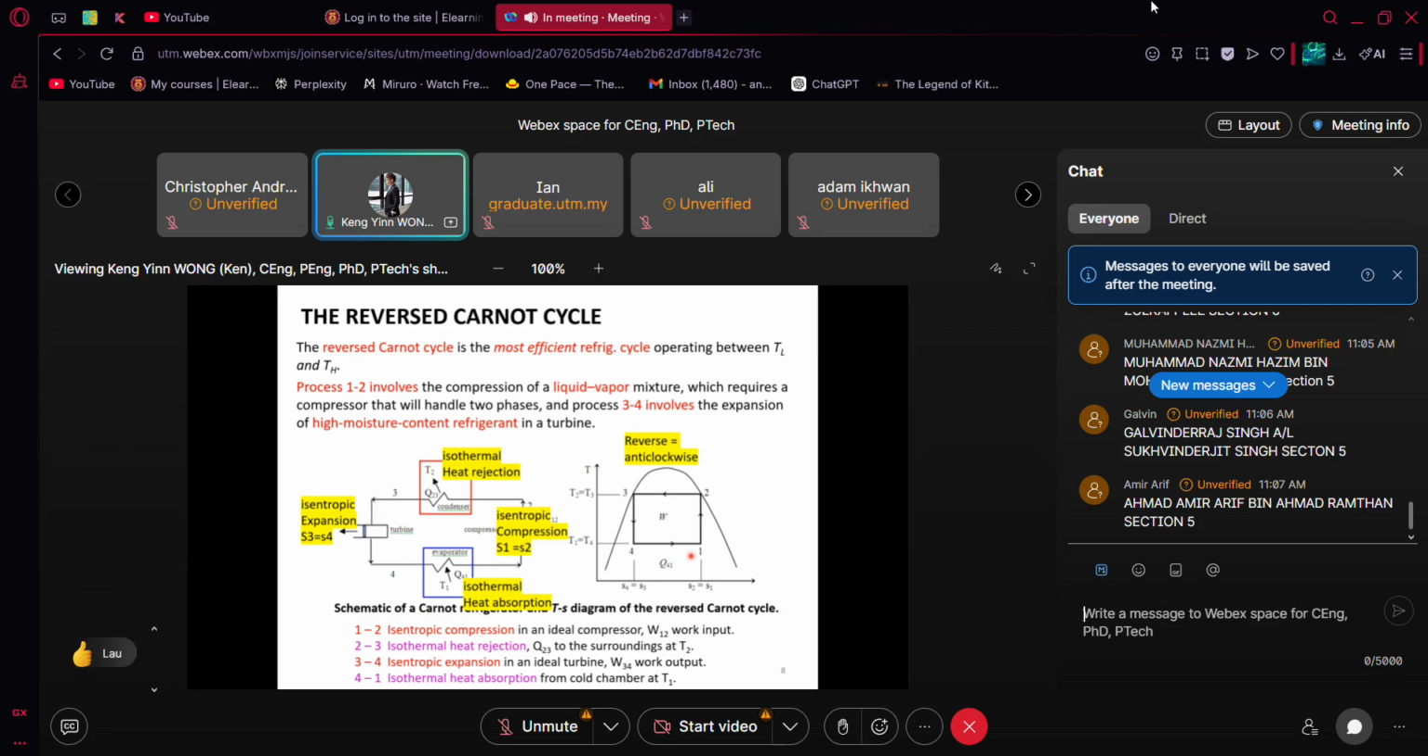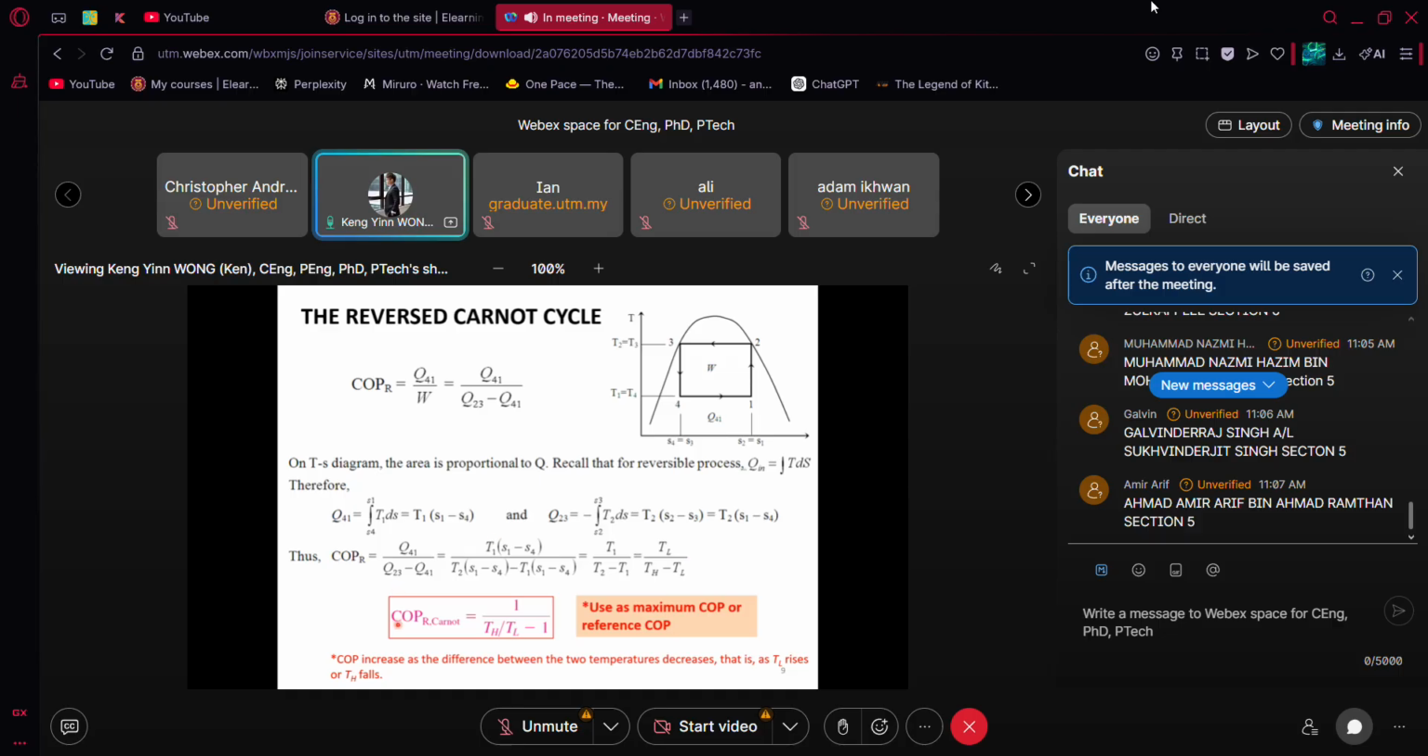Okay, Lau, great. Next, this is the equation for COPR. I hope you still remember. In case you forget, circle it out now: COPR equals TL divided by TH minus TL. Circle this up. I repeat again, COPR equals TL divided by TH minus TL. Or you can put it down as 1 divided by TH over TL minus 1. To get from here to here, you just divide by TL for each term.